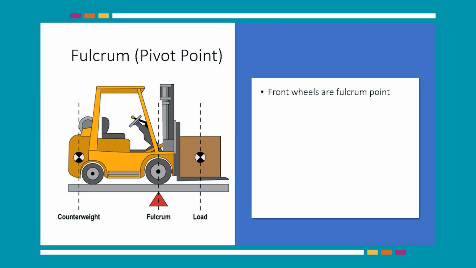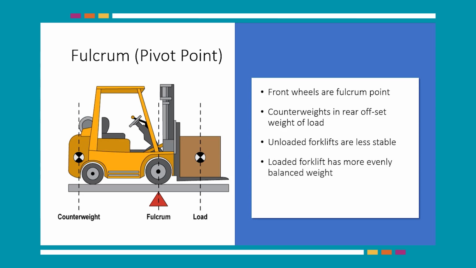The front wheels of a forklift are the fulcrum point or pivot point. The rear of the forklift has counterweights to help offset the weight of the load. Unloaded forklifts are less stable because all the weight is in the rear. When the forks are loaded, the weight of the forklift and load are more evenly balanced. When the load outweighs the counterweight, the forklift can tip forward when the load is raised.